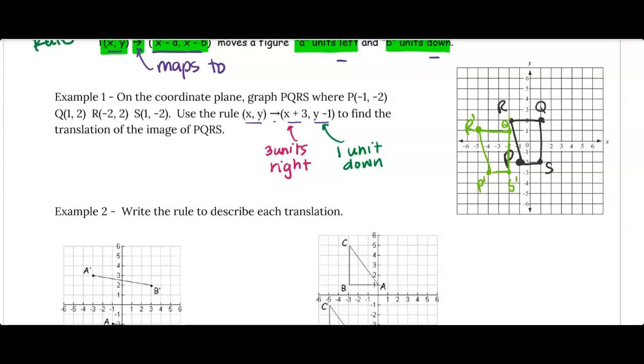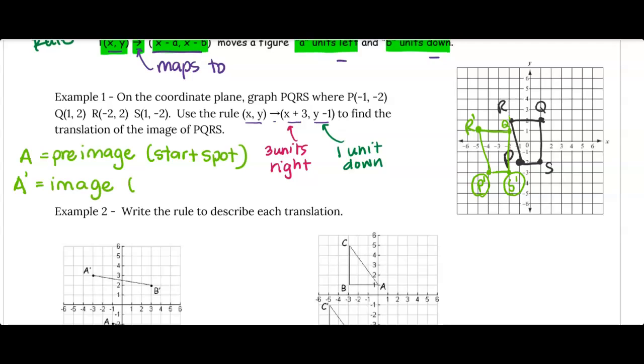One thing that's important to note is that I've started, when I name my image, I name it with a little prime sign. So if I put A, that means it is the pre-image, the starting spot. When I use A prime, that is the image. That is the finish spot, or the new point.